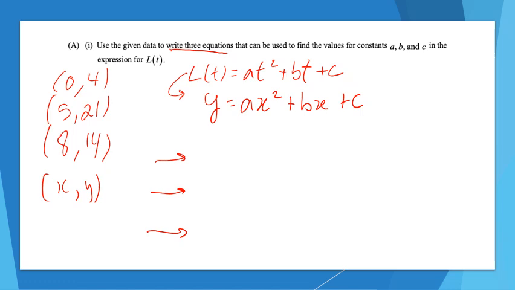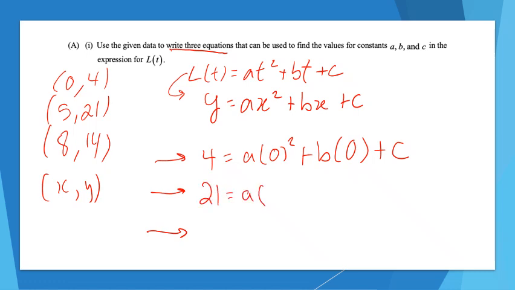So here, our first coordinate is 0, 4. 4 is our y, equals a times 0 squared plus b times 0 plus c. Leave it like that. The next one, 5, 21. 21 is our y, equals a times 5, our x value, squared, plus b times our x value, 5, plus c. And then third, we have 8, 14.